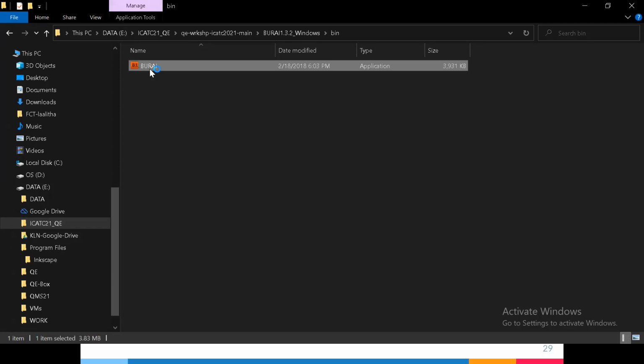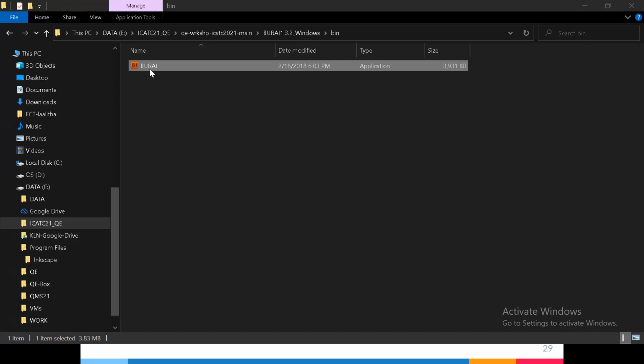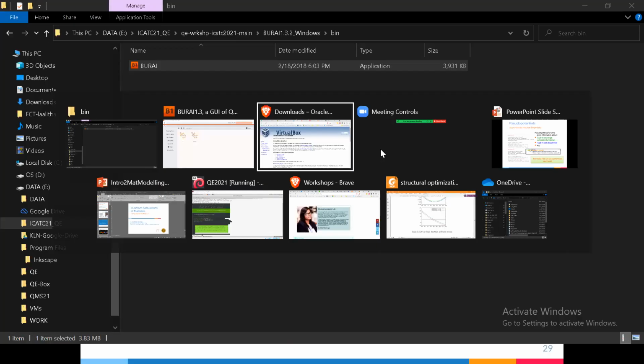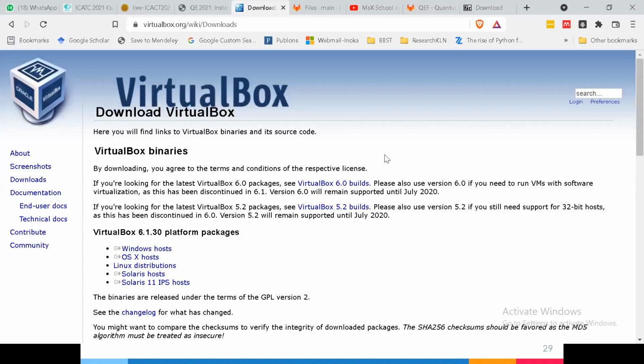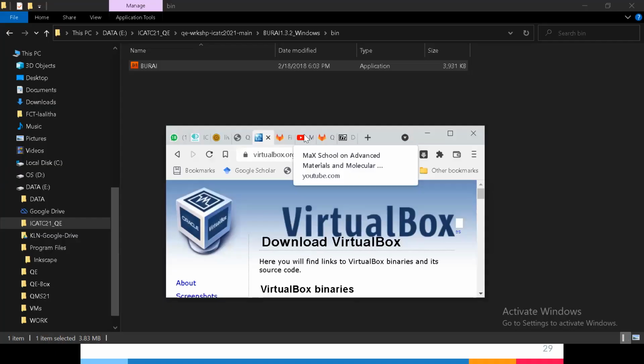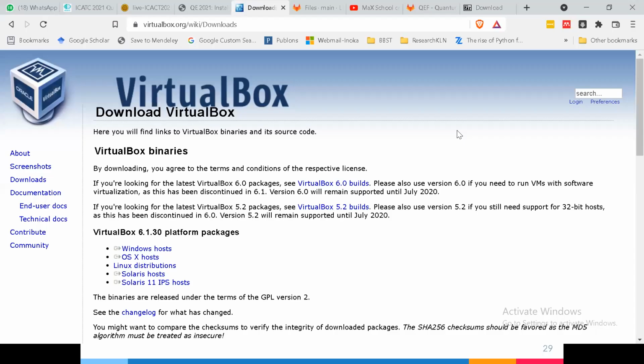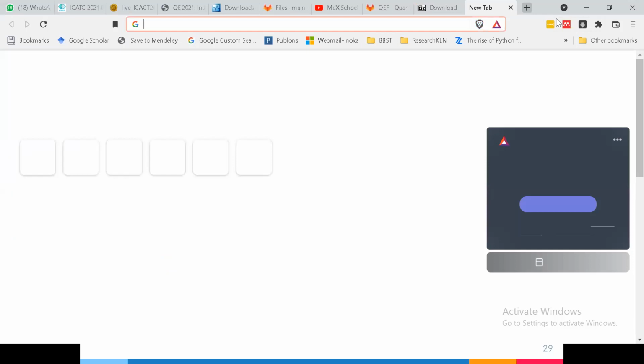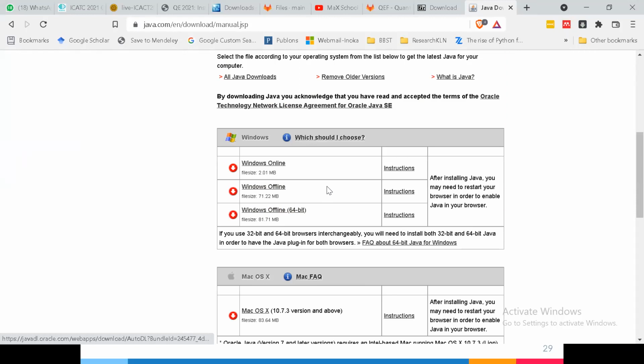If you get a message saying that the Java runtime environment has to be installed, then you have to go and install it. I think I sent that also yesterday. You just type Java runtime environment and it comes up. It normally requires 1.8, but the current environment works. It's another software, and if you have a 32-bit Windows, I don't think anyone runs 32-bit now. Windows offline 64-bit is about 81 megs, and you can download this and install that as well.